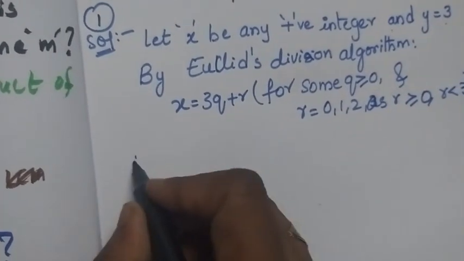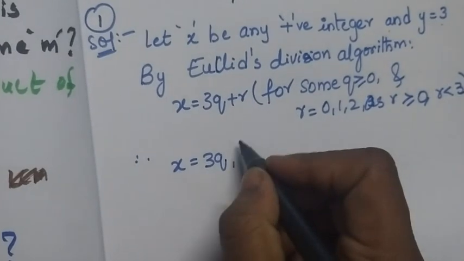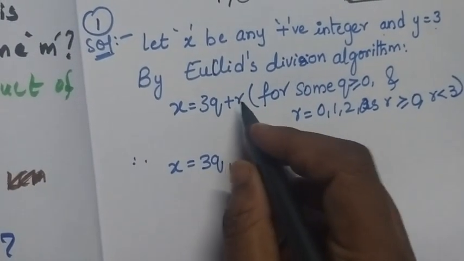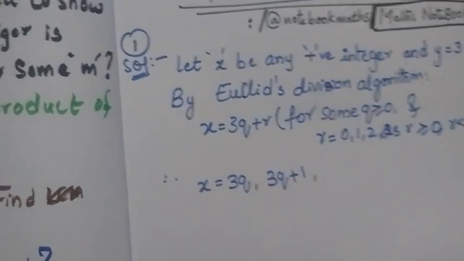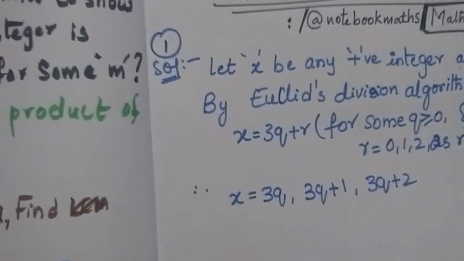Okay, therefore substituting r equal to 0 we get x equal to 3q, r equal to 1 we get 3q plus 1, and r equal to 2 we get 3q plus 2.